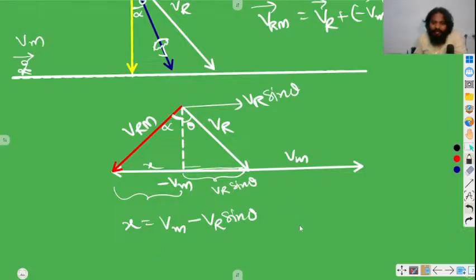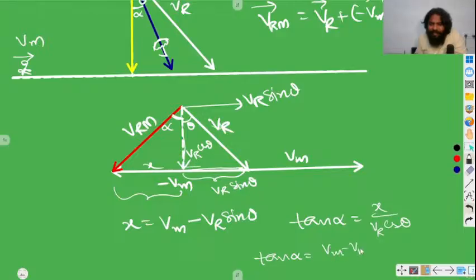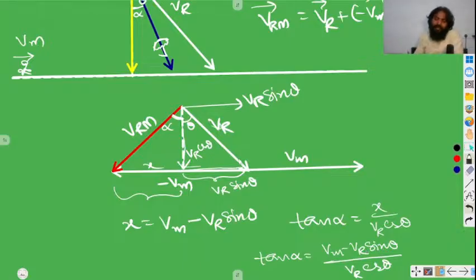Now from this you can calculate that tan alpha is equal to x by, opposite by, so what is it here? This is Vr, then this is Vr sin theta and this is Vr cos theta. Opposite by Vr cos theta, which means tan alpha is equal to x, in the sense Vm minus Vr sin theta, by Vr cos theta. By using this formula you can find the angle he could hold whenever the person is moving with maximum velocity.